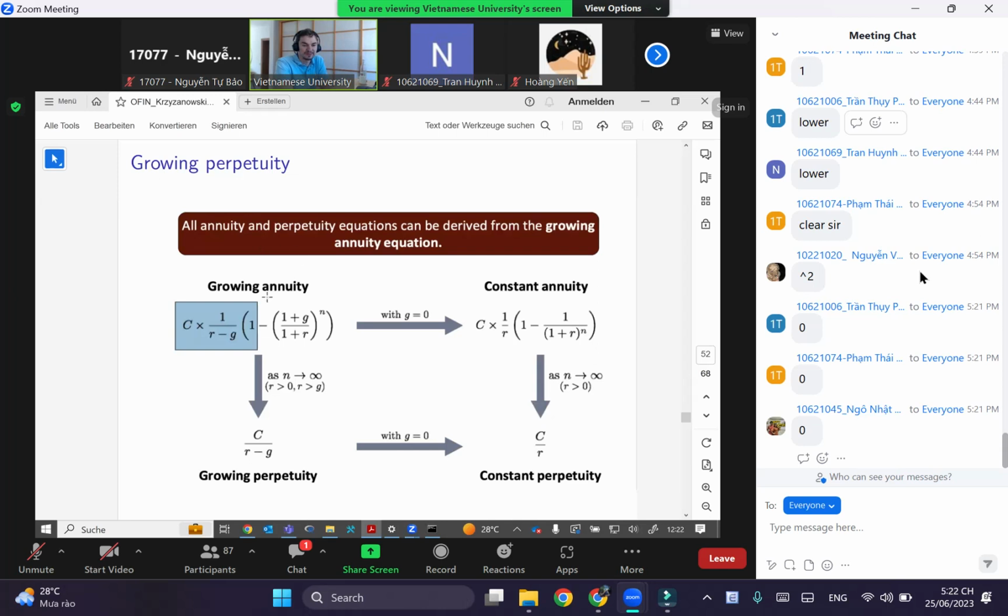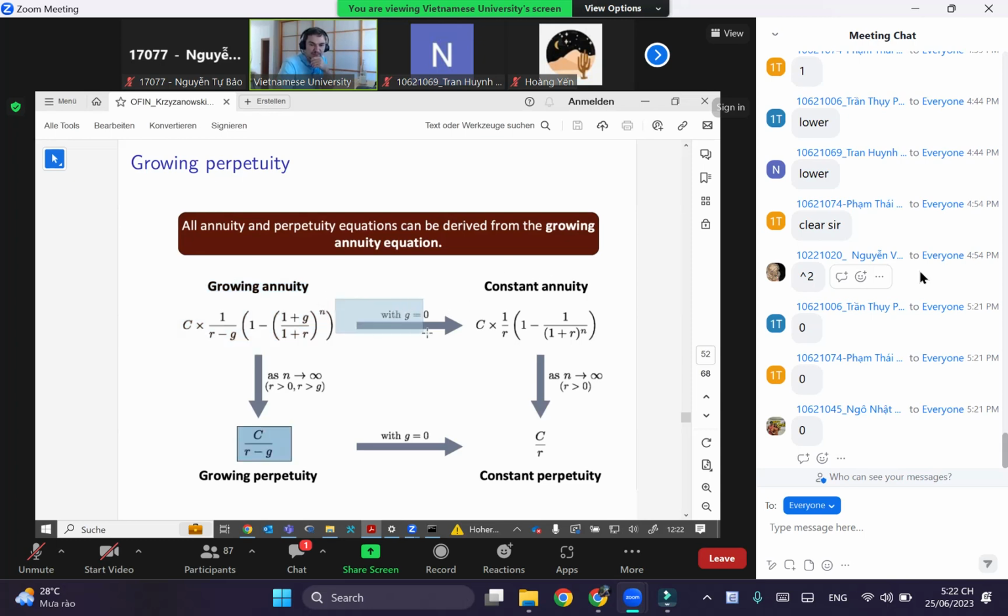And this, what is highlighted here, is nothing else than what you see here. It's C times 1 divided by R minus G. So you can see that if from the formula of growing annuities we let n increase to infinity, the formula for a growing annuity becomes the formula for a growing perpetuity. Makes sense, right?